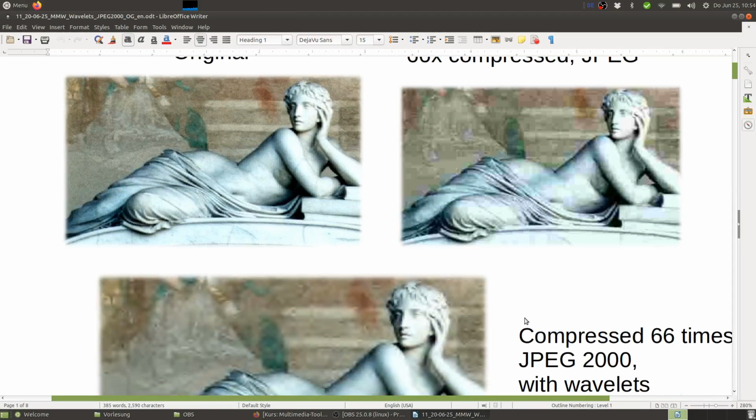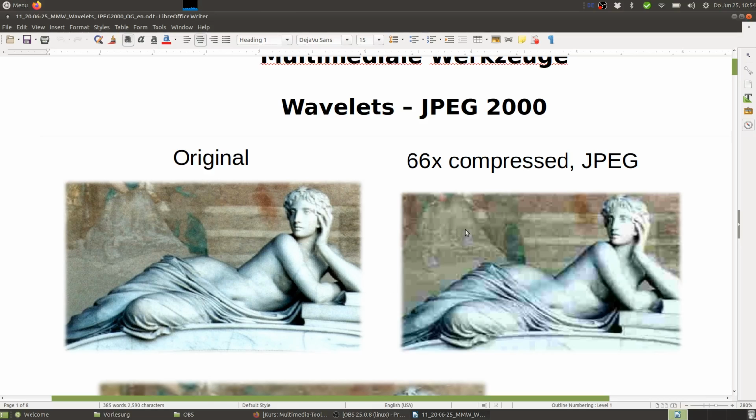So here you can see on the left is the original, and on the right you have 66 times compressed with JPEG, compressed and decompressed. And here, when you look in the background, you can see those blocking artifacts. So in the original it's a little bit grainy, right? But here in the decoded, the graininess is gone, but instead you have those artificial block boundaries here in the background and also here at the edges. So this is the typical JPEG artifacts.